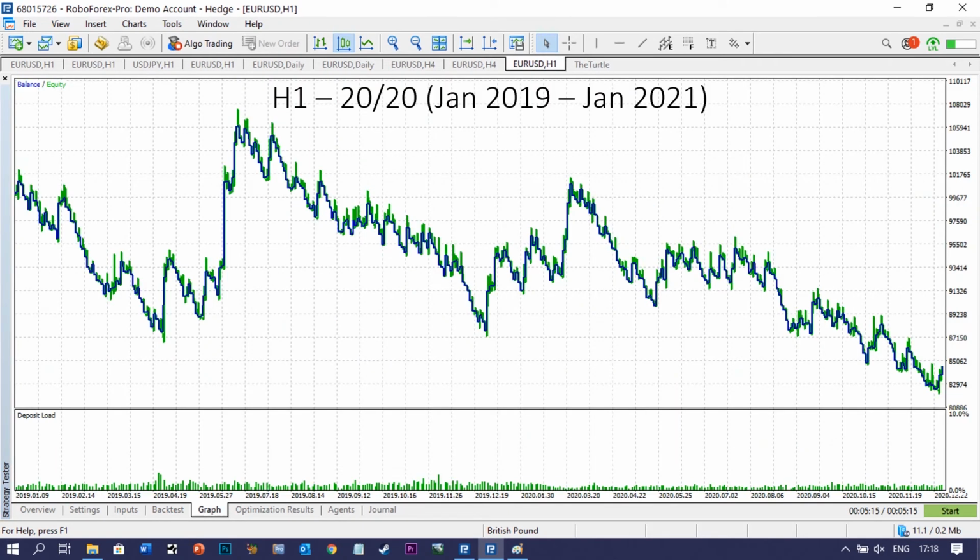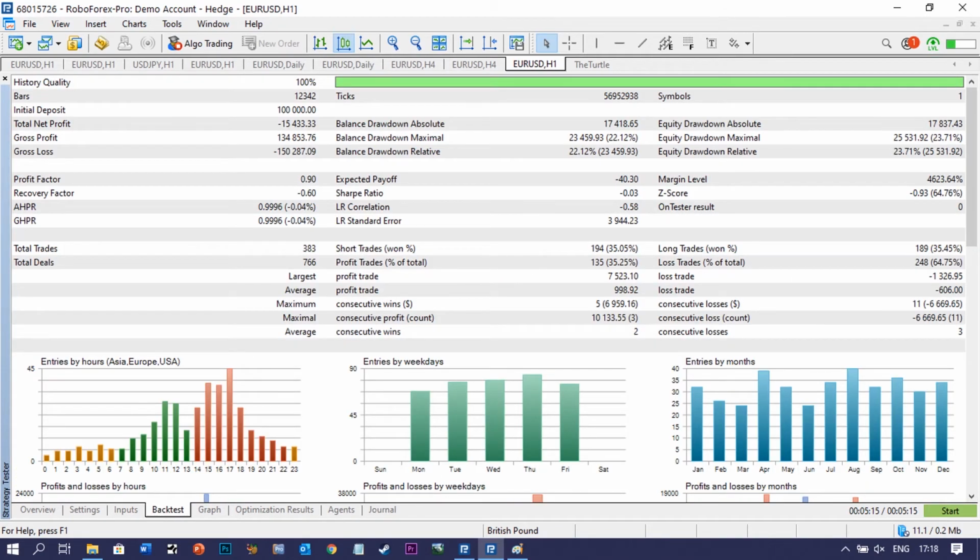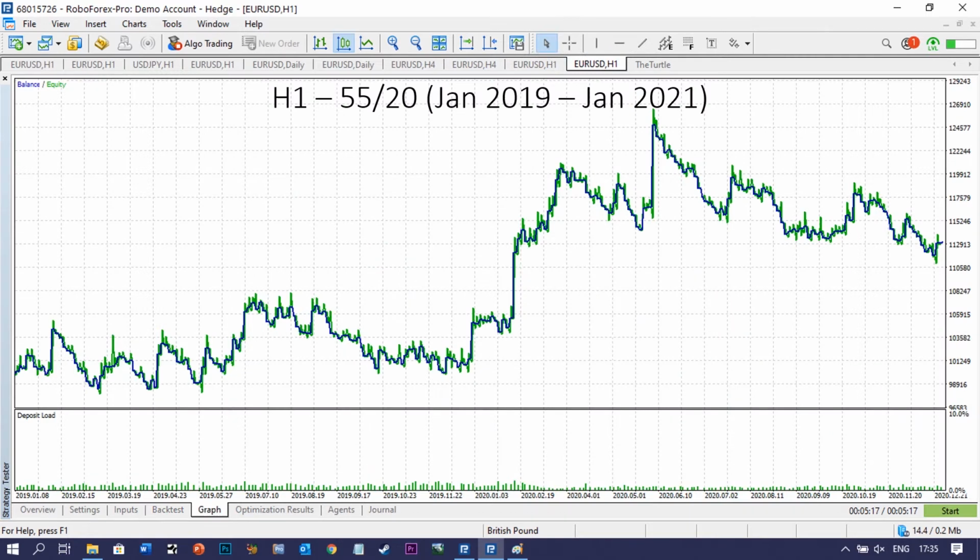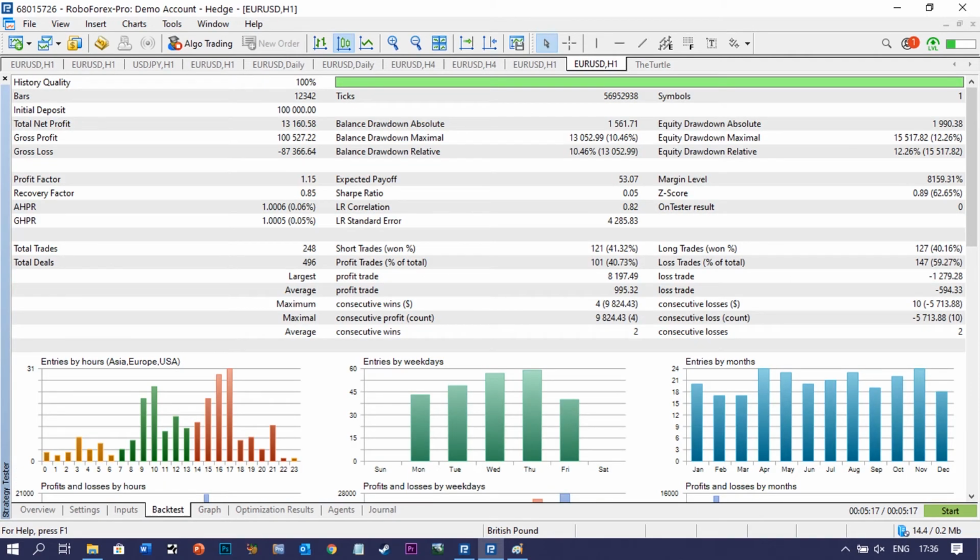If we look at the 1 hour time frame, the 20-20 system does not perform very well. You can see we make a 15.4% loss. And if we look at the 1 hour 55-20 system, this is the first time we actually make some money. We make a 13.16% profit for the 2 years.